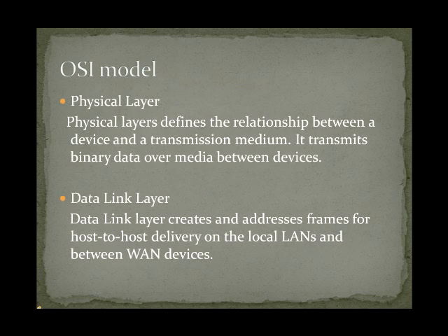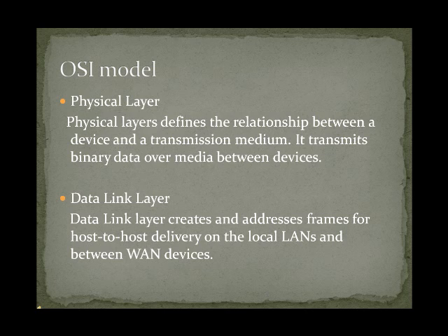Layers of the OSI model. The first layer of the OSI model is the physical layer. The physical layer defines the relationship between a device and the transmission medium. It transmits binary data or media between devices. Its major function is establishment and termination of a connection to a communication medium.